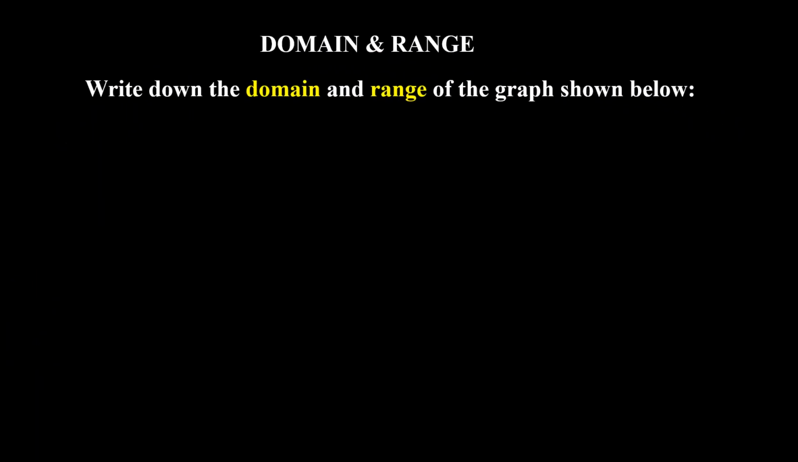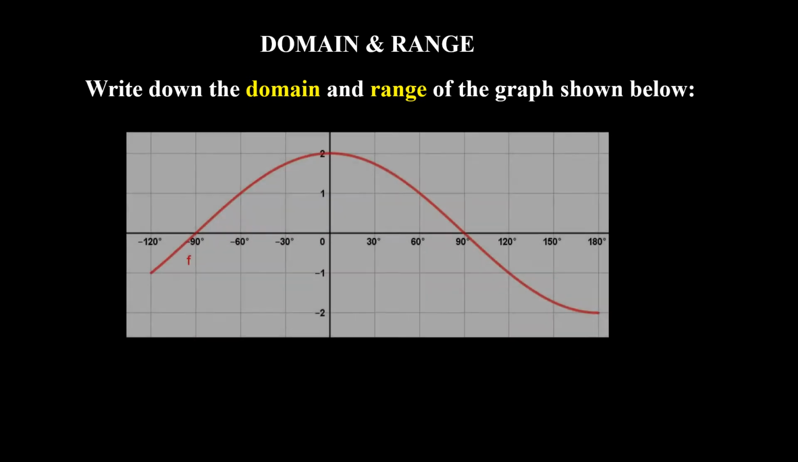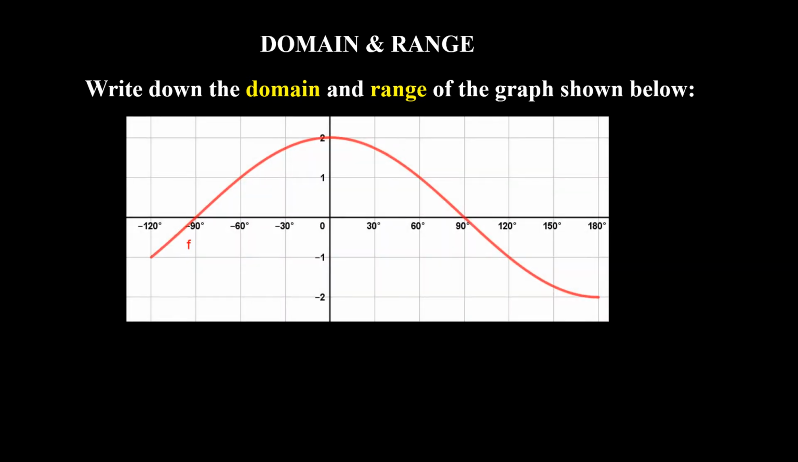Domain and range. What's the meaning of domain? The x values of the function. Look at the graph. Write down the domain and range. When we look at the graph very carefully and find the x values, they are available on the x-axis. Look at the position starting from minus 120 all the way up to 180.